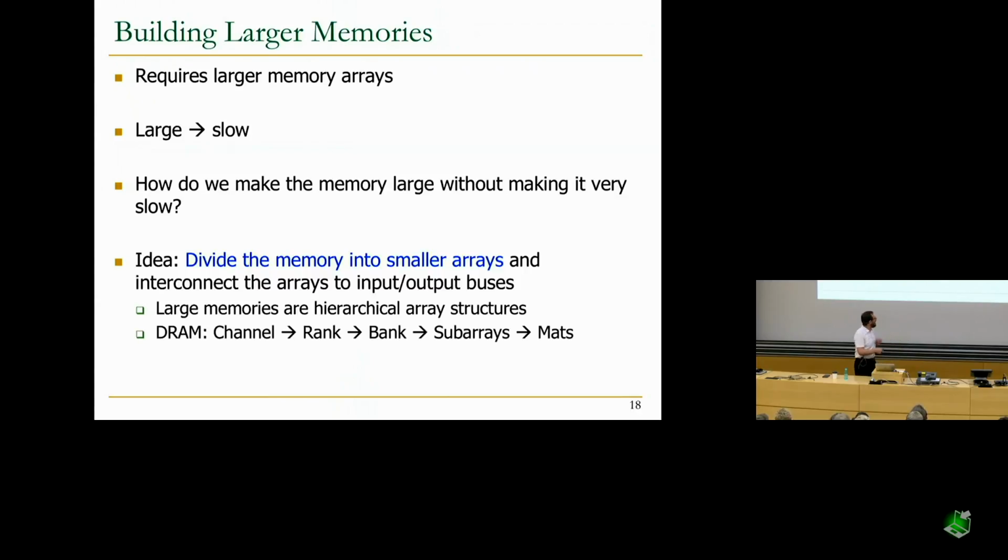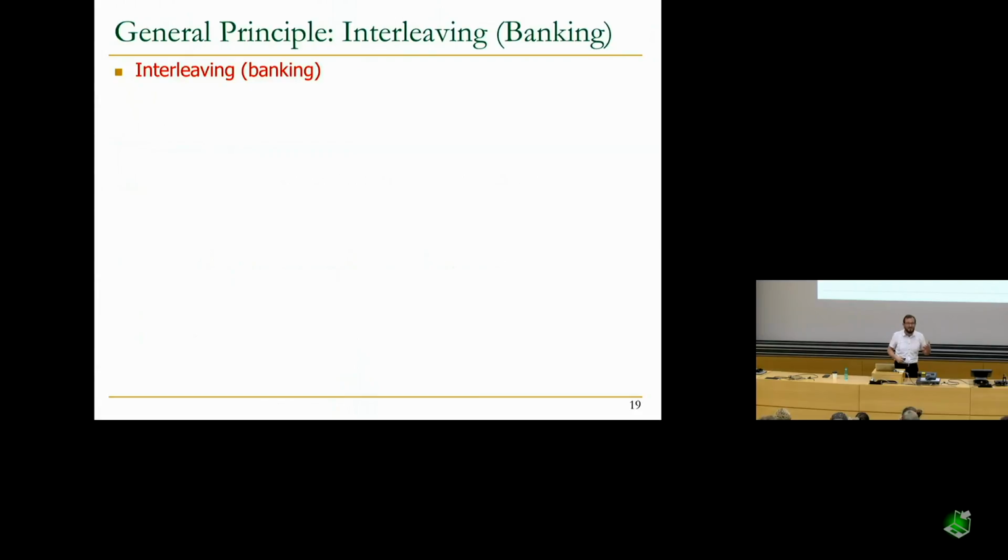For example, in DRAM, you have a channel, you have ranks, you have banks. Banks are the things that are visible to the memory controller. You have subarrays that are currently not visible to the memory controller, but they will hopefully become visible if the industry gets its act together. And even the subarrays are slow, so we have mats that are smaller.